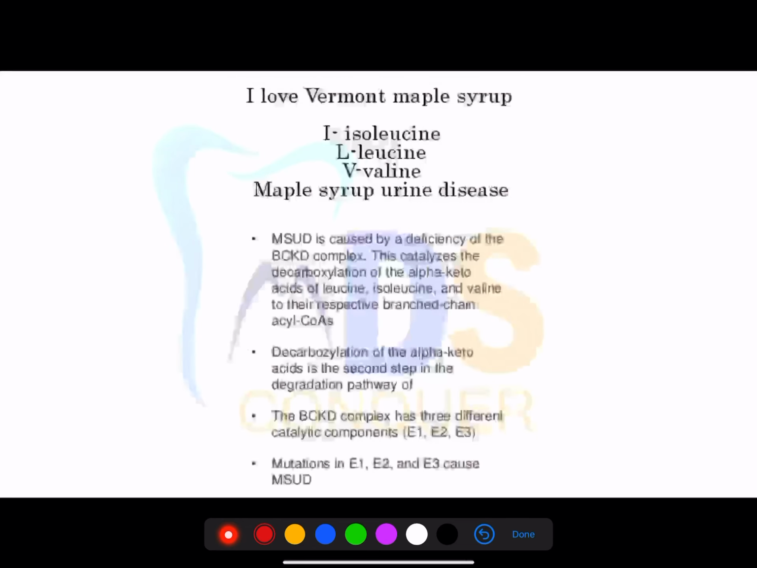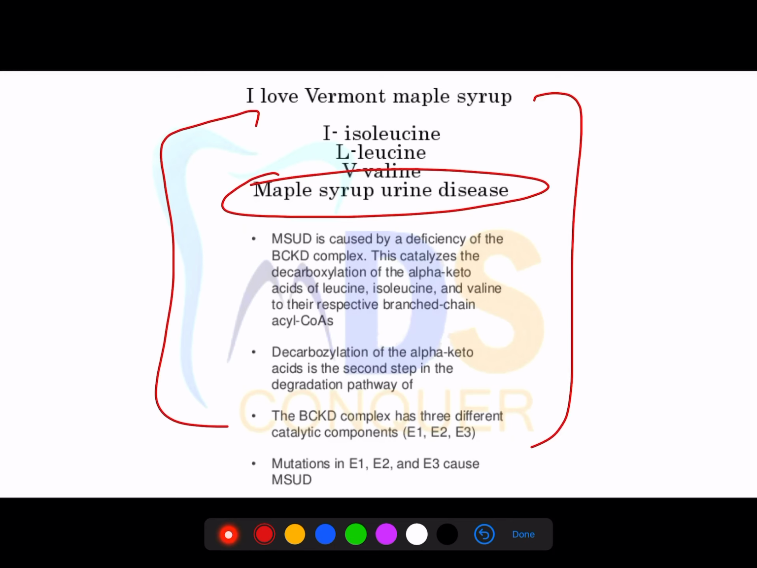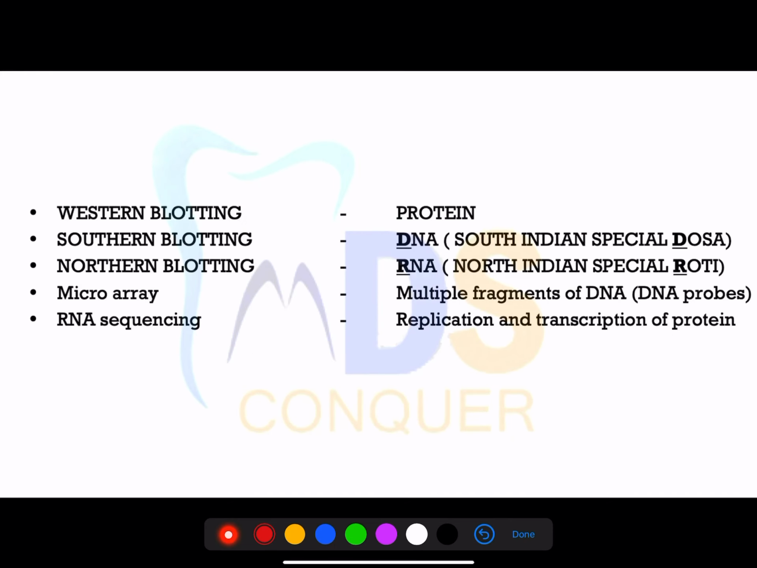I hope most of you are familiar with maple syrup urine disease. What are the amino acids that are present in this? What are the branched chain amino acids that are present in this? We learned so much related to this, and there were many questions in your mock examinations. So please do learn. And I hope most of you are familiar with this.